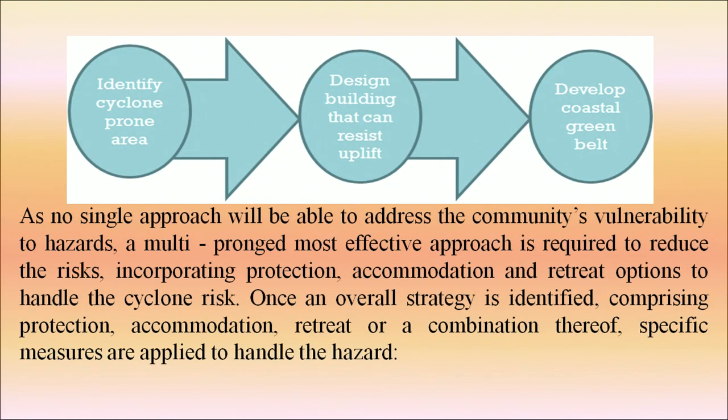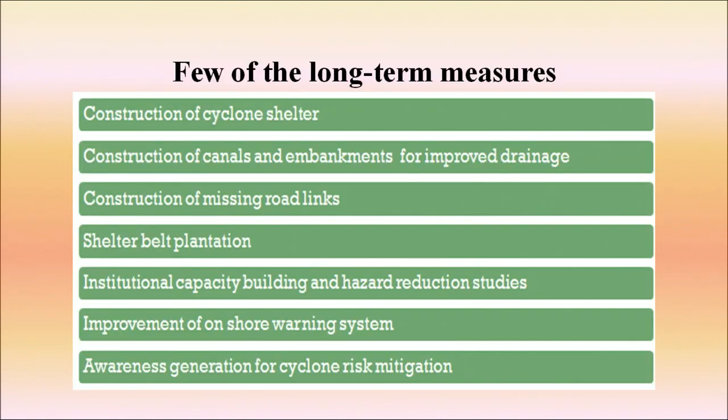As no single approach will be enough to address the community's vulnerability to hazard, a multi-pronged, most effective approach is required to reduce the risk, incorporating protection, accommodation, and retreat options to handle the cyclone risk. Once an overall strategy is identified, comprising protection, accommodation, retreat, or a combination thereof, specific measures are applied to handle the hazard. That is, long-term measures: construction of cyclone shelters, canals and embankments, improved drainage, missing road links, shelter belt plantation, institutional capacity building and hazard reduction studies, improvement of offshore warning system, awareness generation for cyclone risk mitigation.